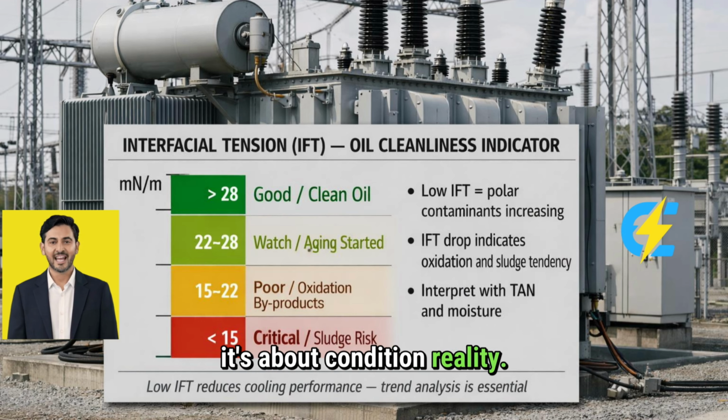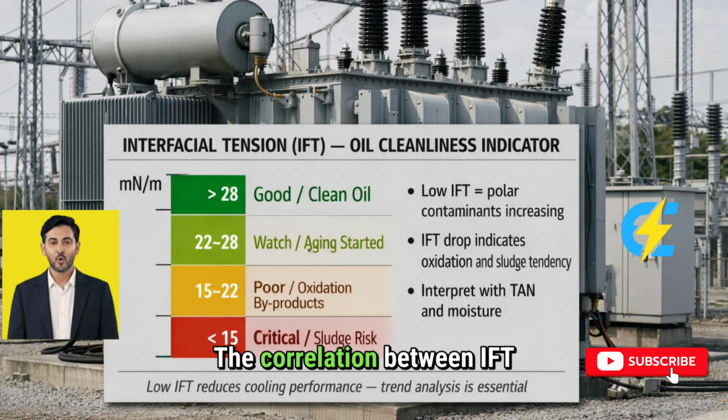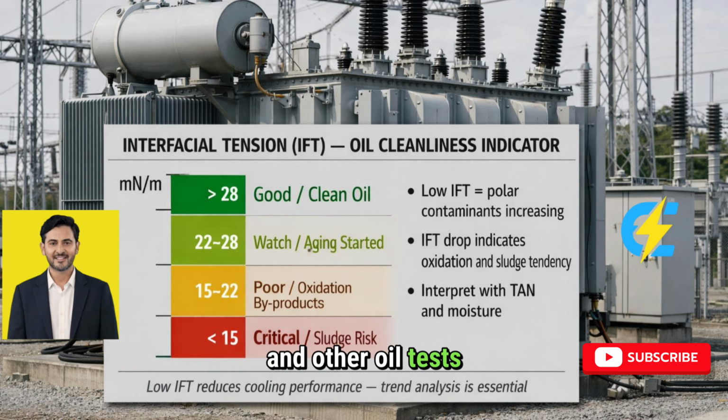It's about condition reality. TAN warns early. IFT confirms damage. When IFT drops below critical limits, you're not preventing future problems. You're dealing with existing damage that threatens your transformer's immediate reliability. The correlation between IFT and other oil tests reveals the complete degradation story.